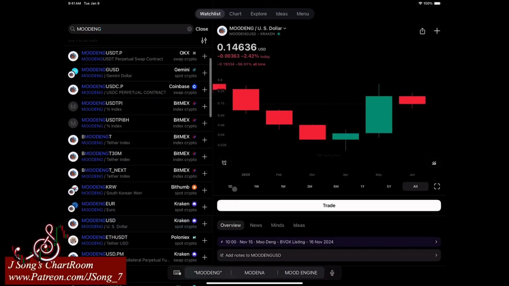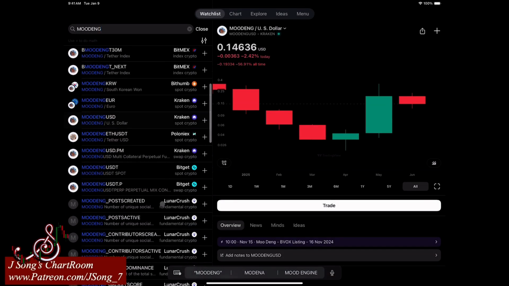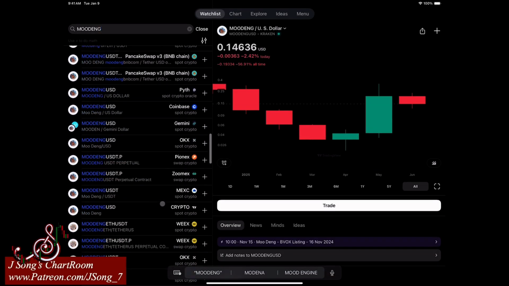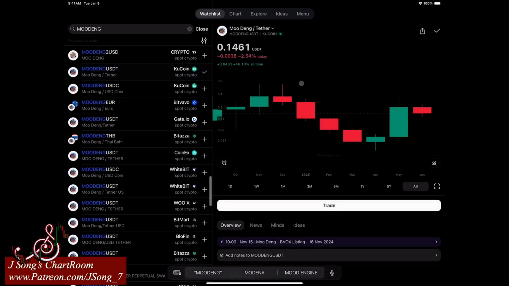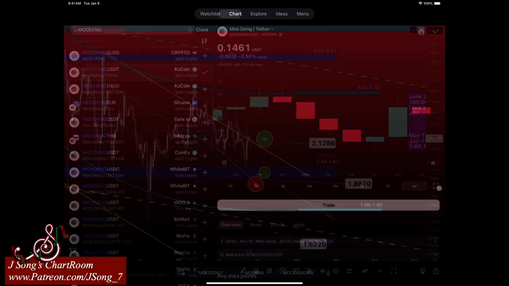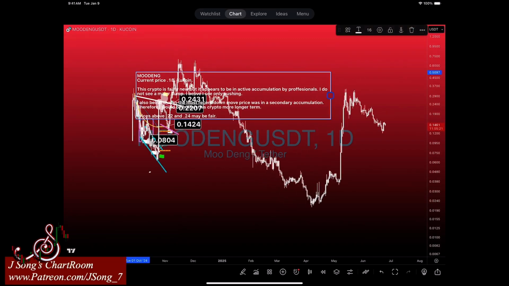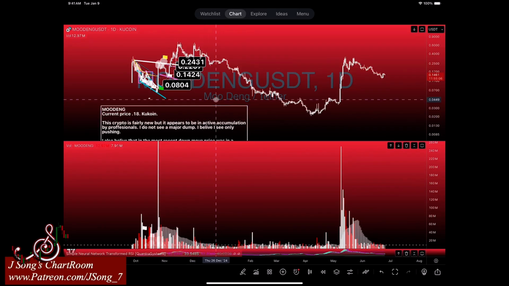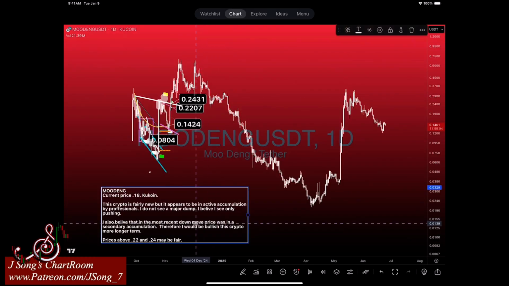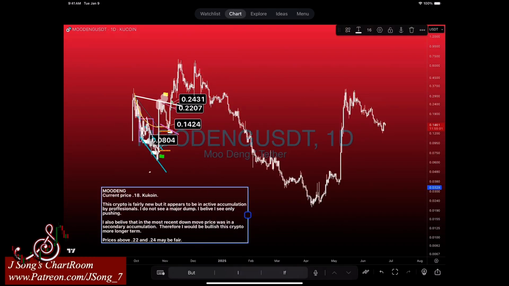Okay, I got MOODENG on Kraken, 14 cents. I've done it before. Where was my previous chart on this? Oh, on KuCoin. Look at it on KuCoin. 14 cents. Okay, looks like we did this a while back. So it's fairly new. Back then I had a little bit. Appears to be an accumulation for professionals. I don't see a major dump. Okay, so all of that's over. I should put a date on here.